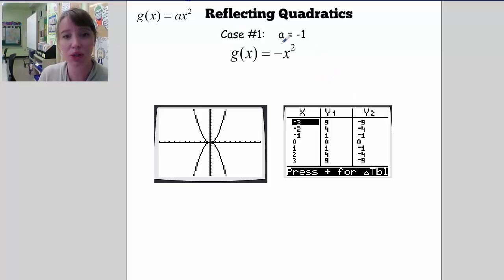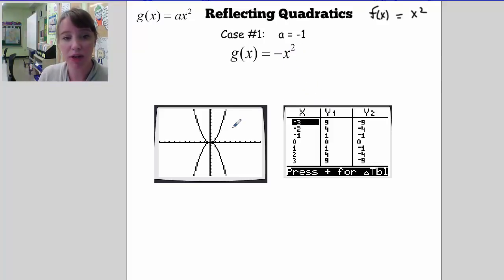Now the first case we're going to look at is when this number out here is -1. So what that looks like is g of x is equal to negative x squared. And bear in mind that we're using g of x because we're considering the parent function to be f of x, which is equal to x squared. So we're saying, okay, some variation of the parent function is when this coefficient here is negative.